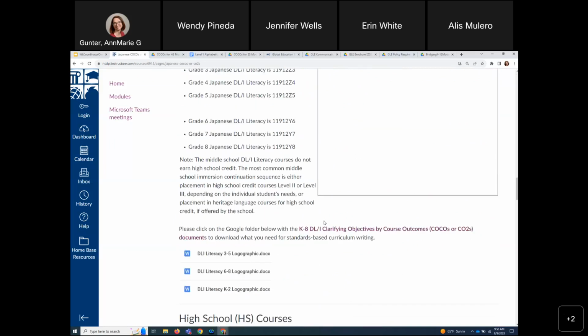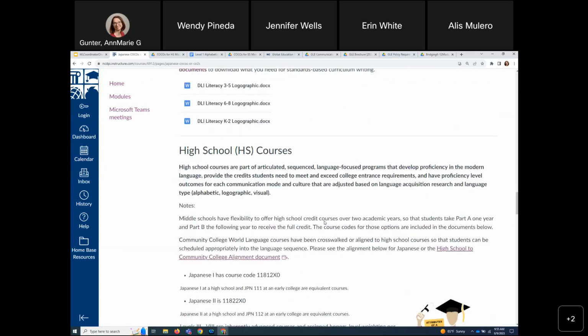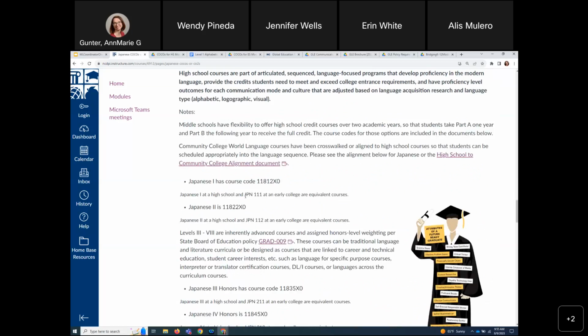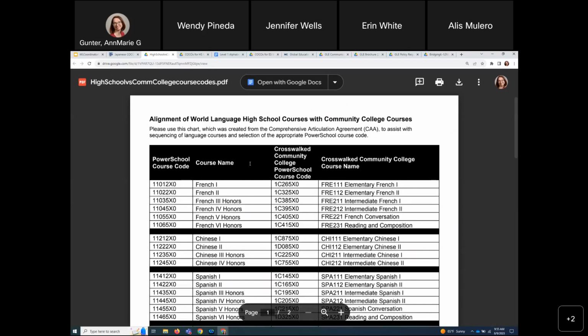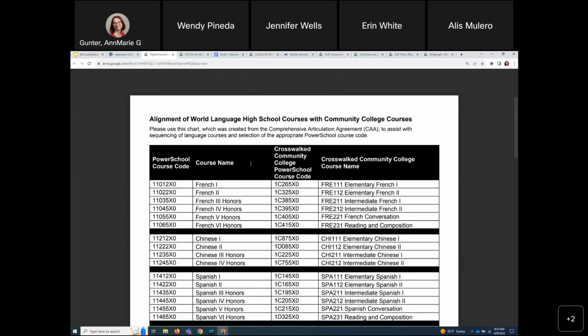And then we get to our high school credit courses. And they have the same thing as all of the other ones. If there is a community college offering, there's the equivalent of that so that you can look at it. And then you can always look to that alignment document as well if you want to share that with folks, particularly if students are taking a combination of high school credit courses and community college courses to meet their world language requirement, like for the GLE, to make sure that they stay on track to do that and complete the courses they need and in the correct sequence.